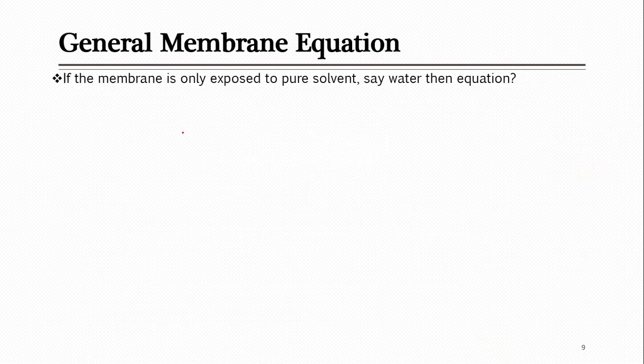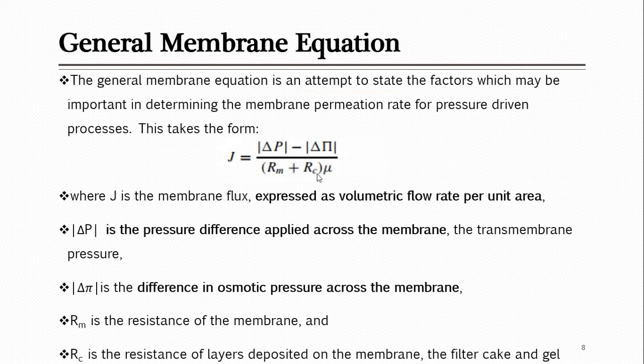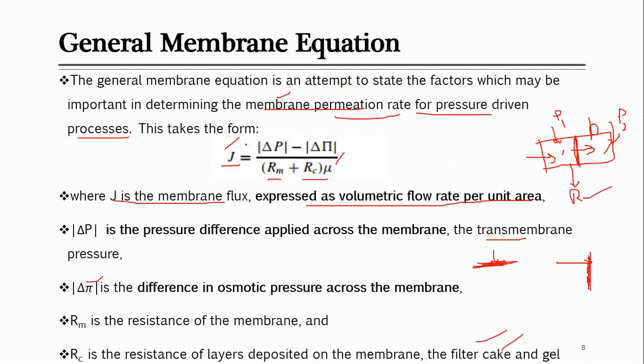So for example, if your membrane is exposed to only pure water, we say that only pure solvent, water, is passing. Then how will this equation change? For example, we consider a membrane system in which there is pure water and you place just a semi-permeable membrane.